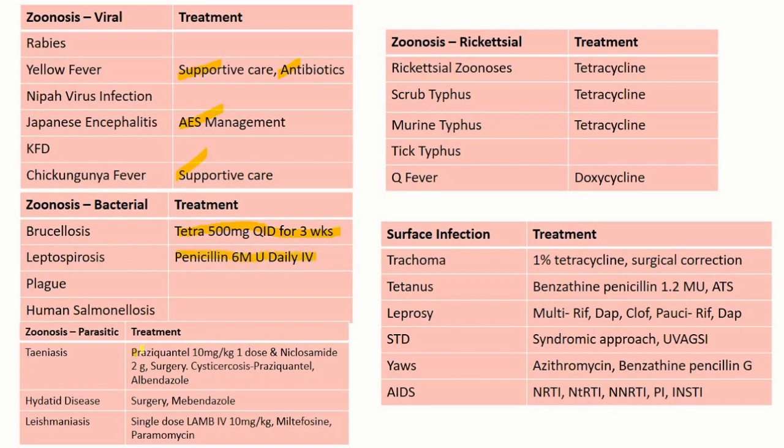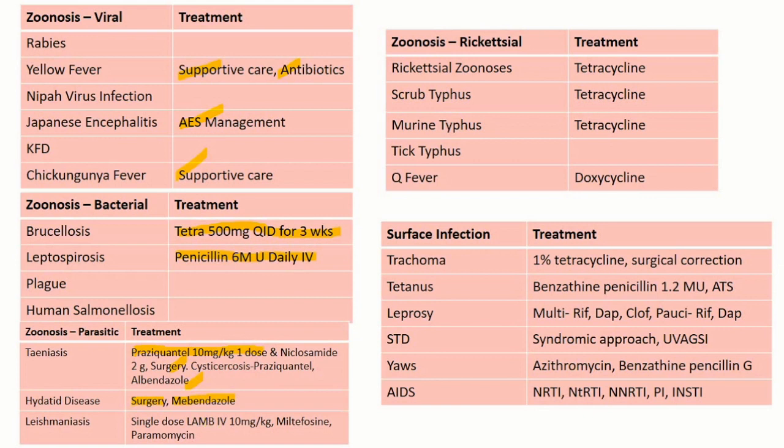Taeniasis, praziquantel 10 mg per kilogram 1 dose or niclosamide 2 gram single dose should be given. Surgery should be done if there is a pressure within the brain, within the skull or within the abdomen. Treatment of the cysticercosis, praziquantel and albendazole can be useful. Hydatid disease, surgery is the treatment of choice. Mebendazole also plays a role.